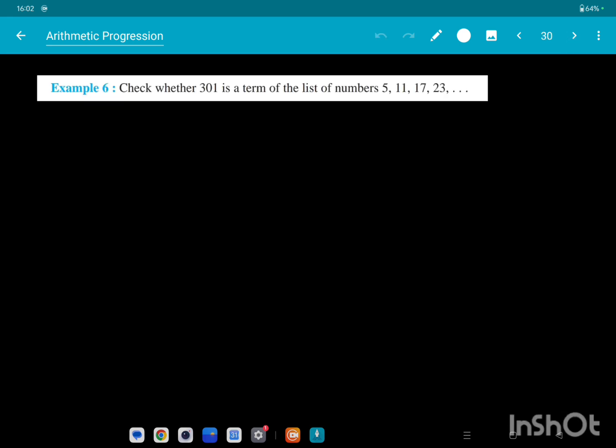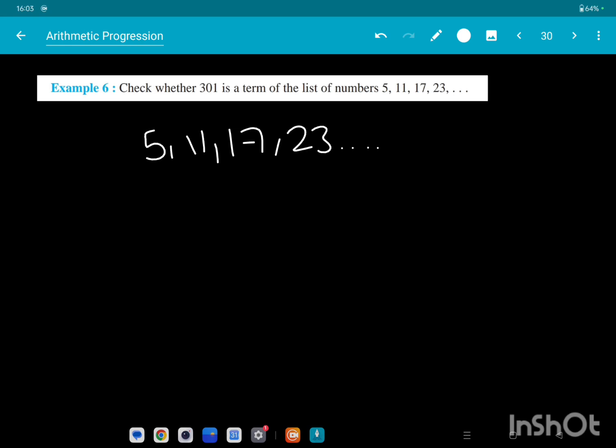Next, check whether 301 is a term of the list of numbers 5, 11, 17, 23. So we need to find if 301 is in this list. How can we find it, as we already did in the previous question, where we checked whether there is any term 0? So it was given 5, 11, 17, 23 and so on. We need to find if 301 is in the list or not. Before that, we need to find if it is an AP or not. If it is an AP, then it is easy for us to know whether 301 is a term or not.